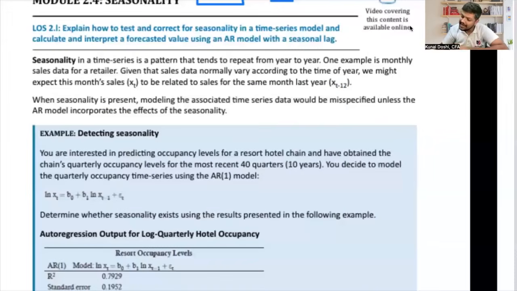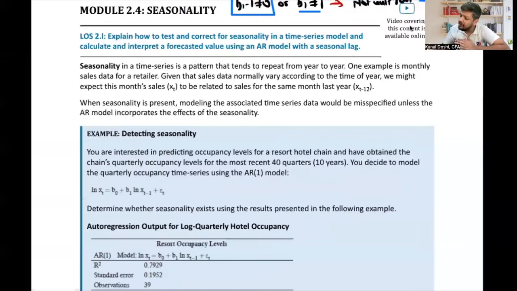So first of all, what is seasonality? In a time series, if a pattern is repeated year on year, it's called seasonality, right? For example, they've given monthly sales of a retailer. Given that the sales data normally vary according to the time, we might see that pattern. And what is that pattern? We expect the current month's sales to be related to the sales of the same month last year, one year back. So x_t minus 12. Yes, if it's monthly. If it is quarterly, the current quarter will be related to the same quarter of last year.